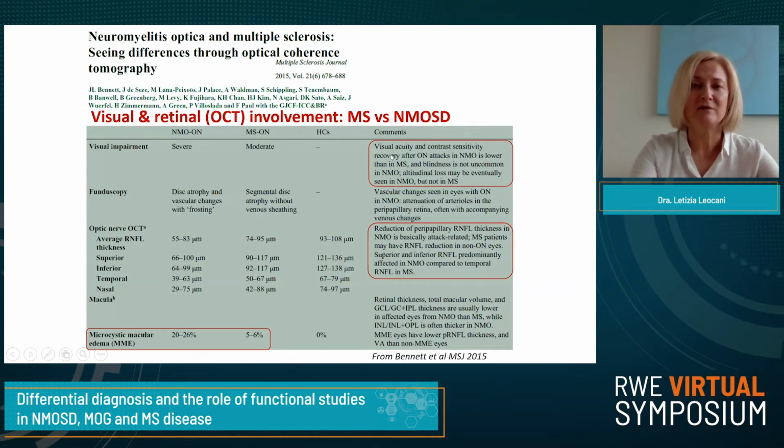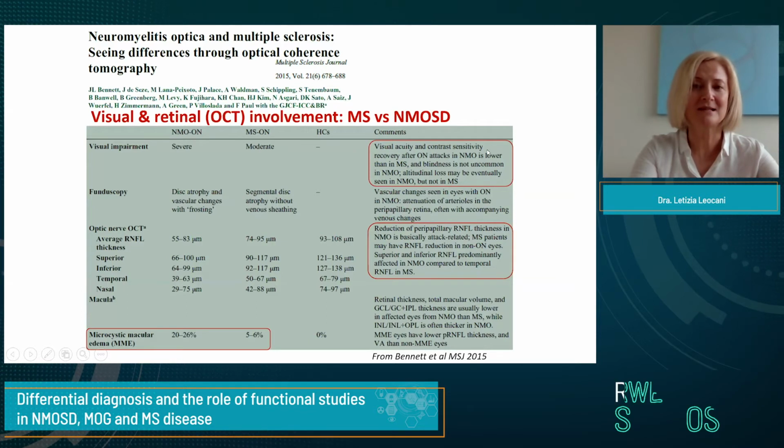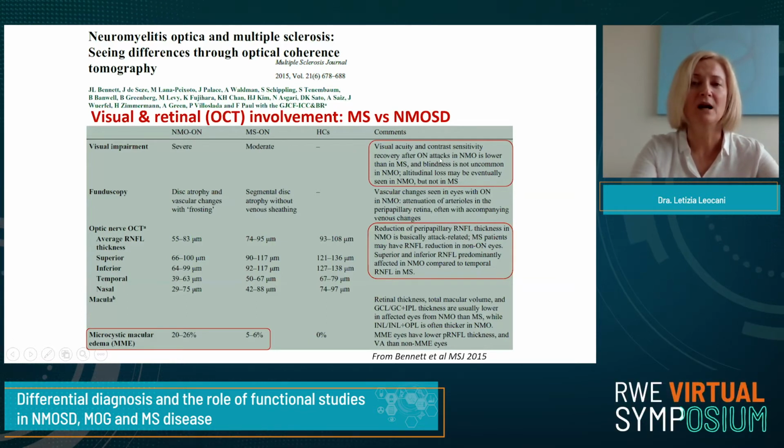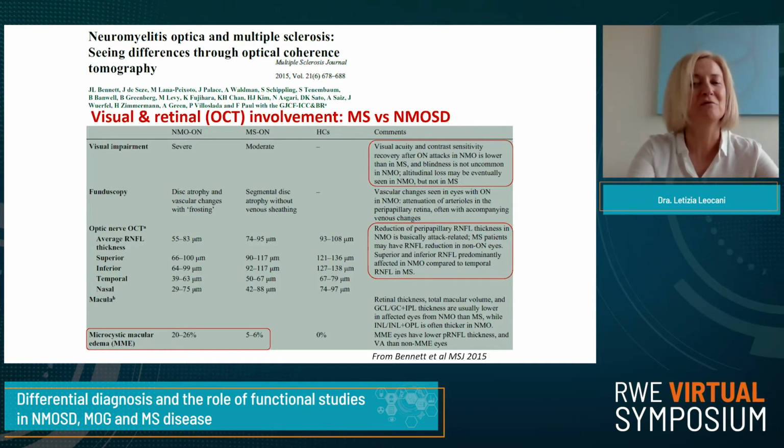Besides the fact that visual acuity and contrast sensitivity recovery tend to be less complete in NMO compared with MS, and that altitudinal loss tends to be more common in NMOSD compared with MS, we can also focus on peculiar differences in OCT examination. For example, in NMO, the reduction of RNFL thickness is basically attack related, although we will see that there is a small longitudinal neurodegeneration also in NMO, as from our findings, for example.